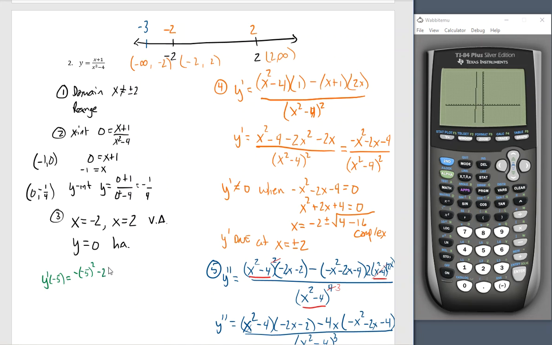First derivative at -5: -5 squared minus 2 times -5 minus 4, over -5 squared minus 4 squared. Remember, we only care about the sign. -5 squared is 25, so we have 25 plus 10 minus 4, which is negative. In the denominator, 25 minus 4 is 21, and 21 squared is positive. Negative divided by positive, this one's negative and decreasing.